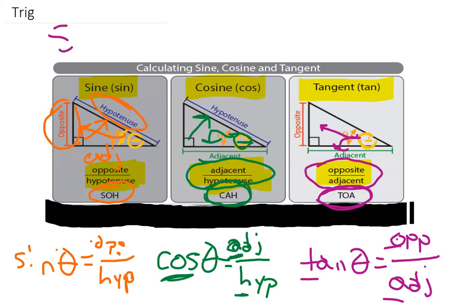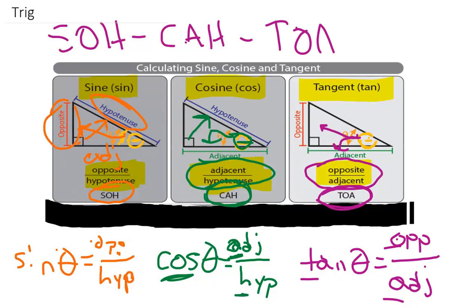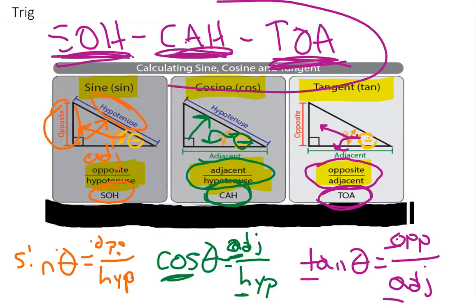And you'll see this written plenty of times. CAH, TOA. And that's just a good way to remember my trig functions and which sides they relate to. So, SOH: sine is opposite over hypotenuse. CAH: cosine is adjacent over hypotenuse. TOA: tangent is opposite over adjacent. That's how we can relate it, by remembering SOHCAHTOA.